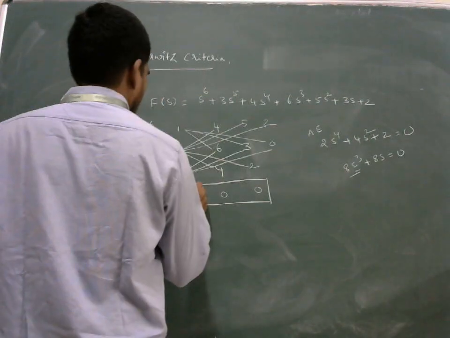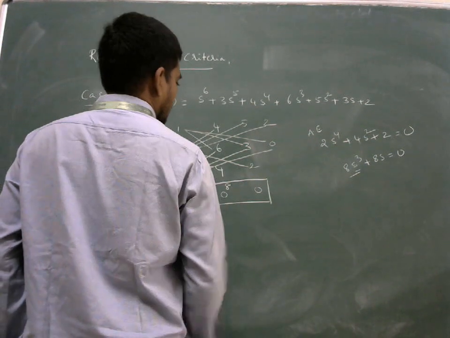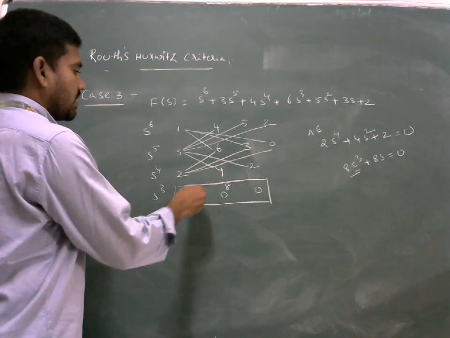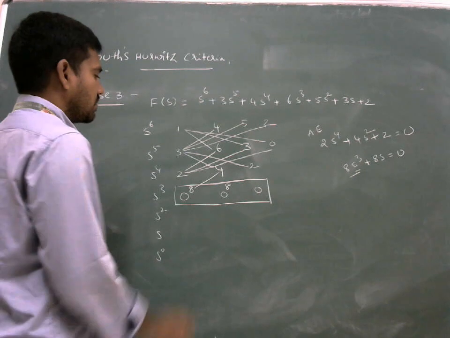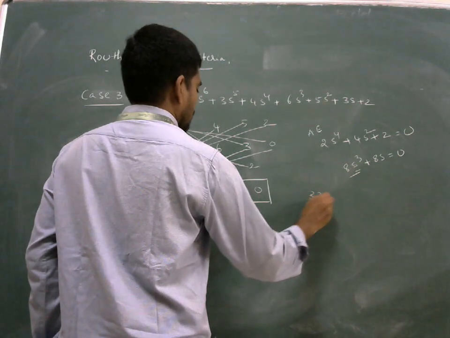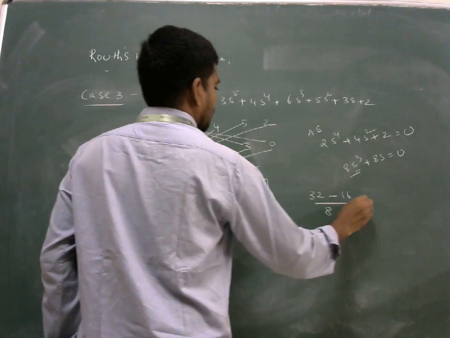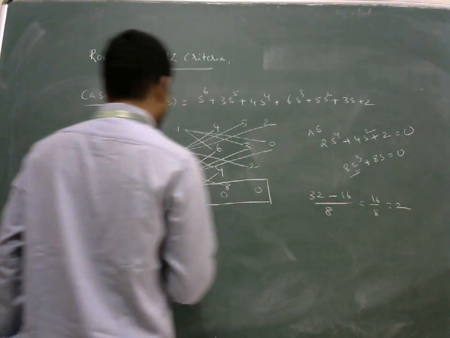What are we going to get? 8. And then we are going to get 8s cube plus 8s square. Now again, for this value you need to do the same thing. 8 into 4, 32. 32 minus 8 into 4, 32 minus 8 into 2, 16 divided by 8. How much? 16 divided by 8 is equal to 2.